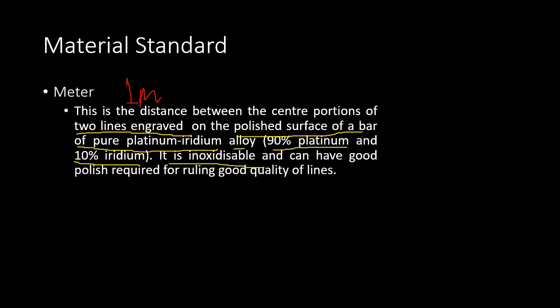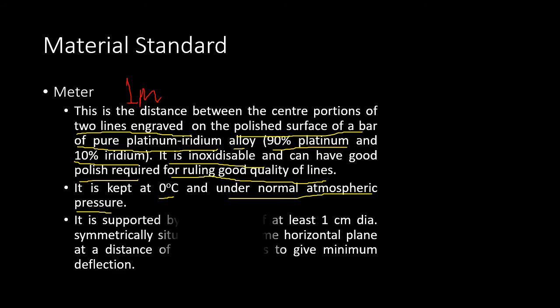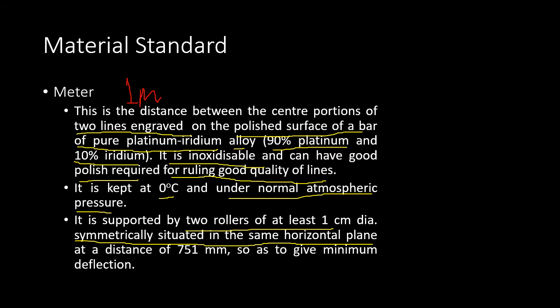It is inoxidizable and can have a good polished surface required for ruling good quality lines. This bar is maintained at a temperature of 0 °C under normal atmospheric pressure, and it is supported by two rollers of at least 1 centimeter diameter symmetrically situated in the same horizontal plane at a distance of 751 mm so as to give minimum deflection.